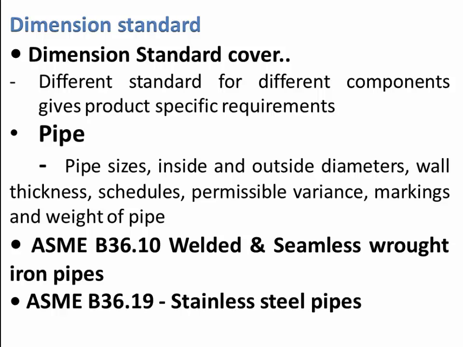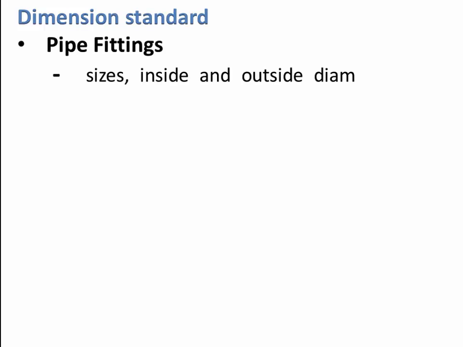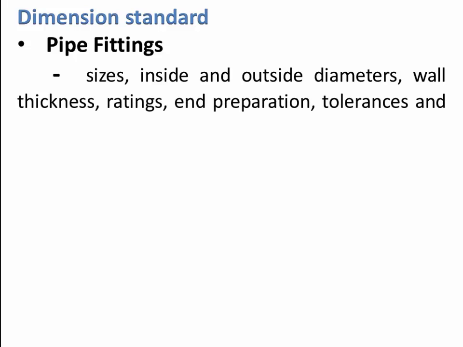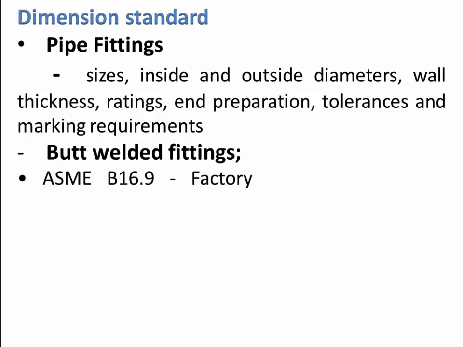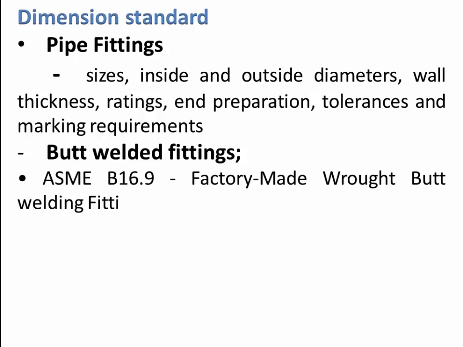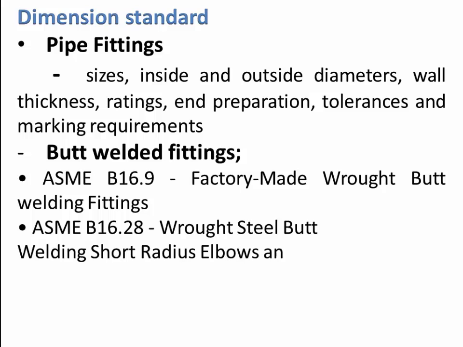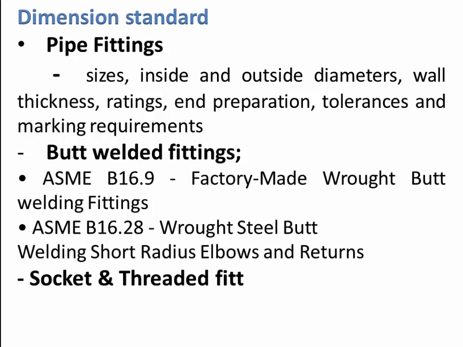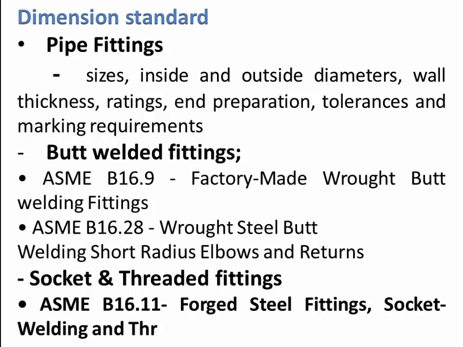ASME B36.19 stainless steel pipe. Dimension standard pipe fittings: sizes, inside and outside diameters, wall thickness, ratings, end preparation, tolerances and marking requirements, butt welded fittings. ASME B16.9 factory-made wrought butt welding fittings. ASME B16.28 wrought steel butt welding short radius elbows and returns. ASME B16.11 forged steel fittings, socket welding and threaded.